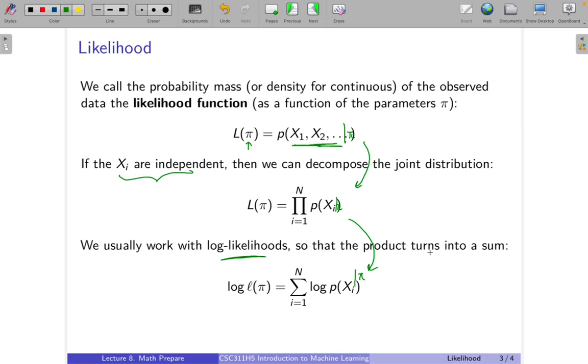The reason is that oftentimes we'll want to find a value of pi that maximizes the likelihood of seeing our data, observing the data that we've observed. So this is the idea behind maximum likelihood, which we'll talk about during class.